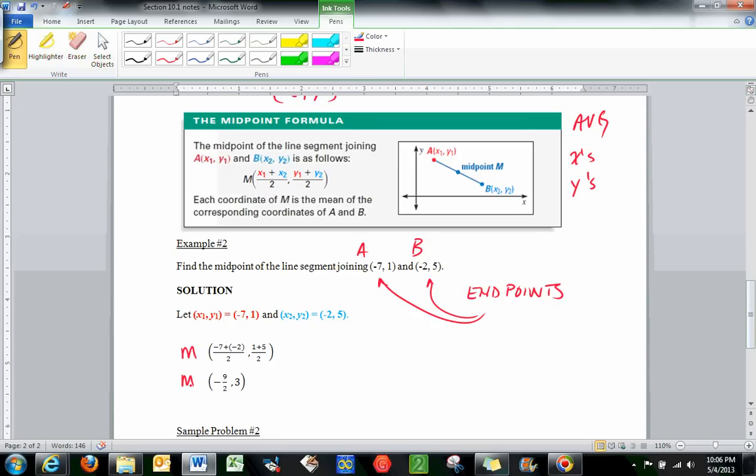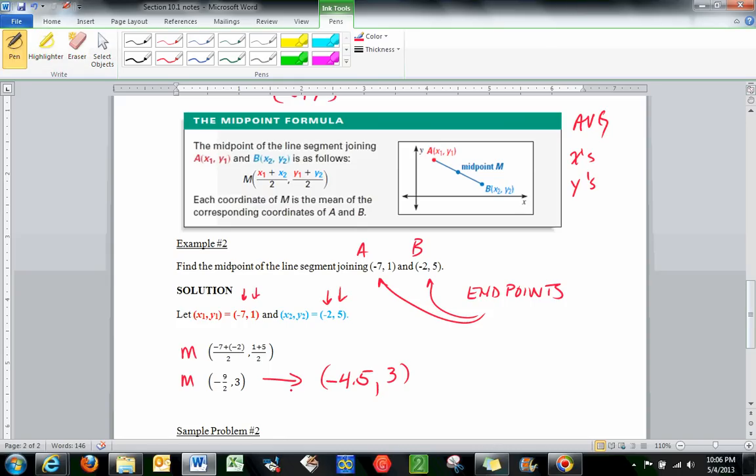So we're simply going to take the two x's, -7, which is the x1, and -2, which is the x2. We're going to add them together, divide by 2. Now this gives us a little bit of a fraction, which is quite alright. If you wanted to write this as -4.5, that's fine as well. And then of course we have the y1 and y2, add them together, divide by 2, and we get a 3. So you could also write the point as (-4.5, 3). At this given time, I'll take either one of those for credit.